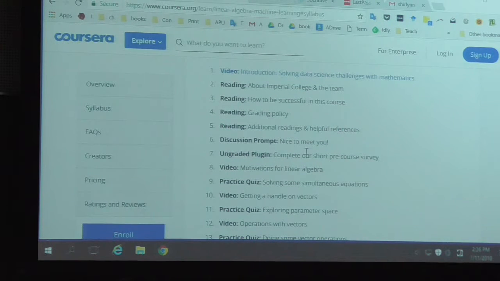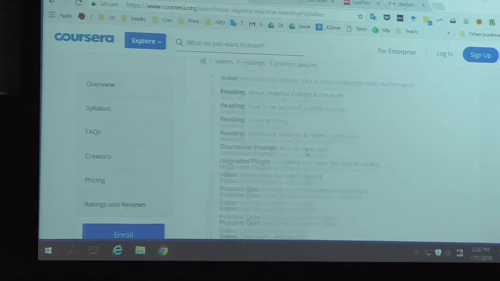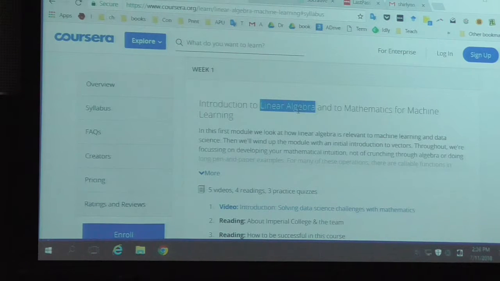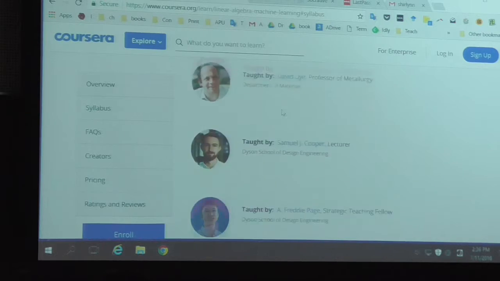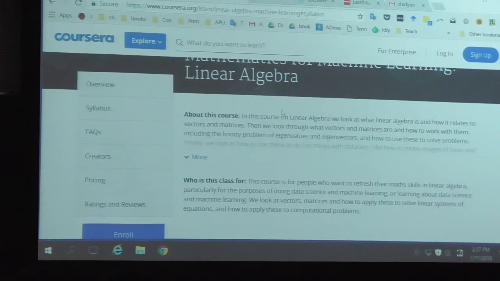Okay, any questions about the homework for next week? So the homework is for this class here, linear algebra, and we're going to do week 1. Okay, we'll have a quiz on that.